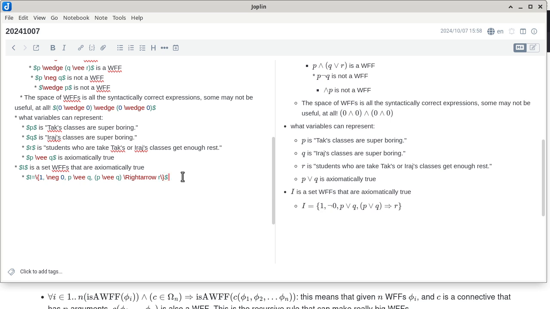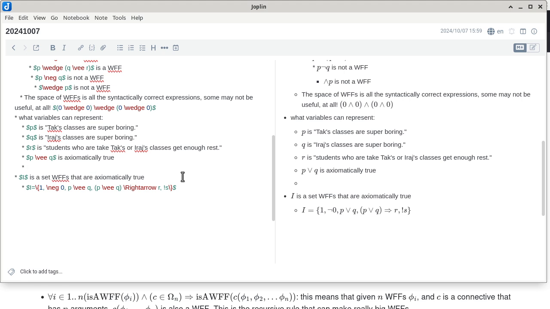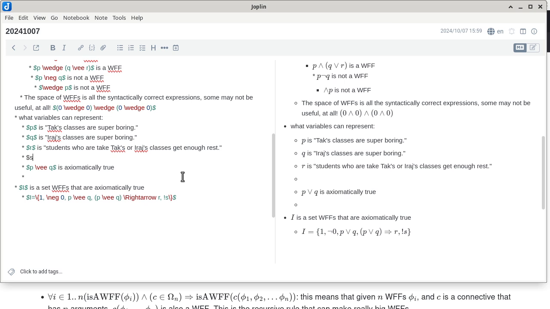And I'm going to throw in one more thing, okay? Let me see. Okay, we'll throw in not S. I'm not sure whether this is going to work out or not. So S means Tom is not getting enough rest.